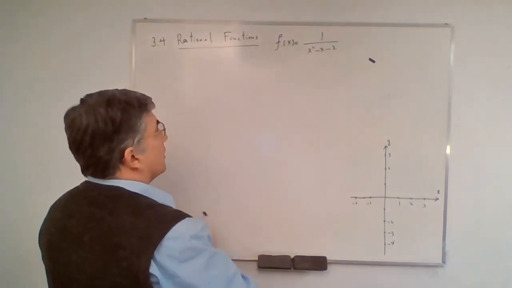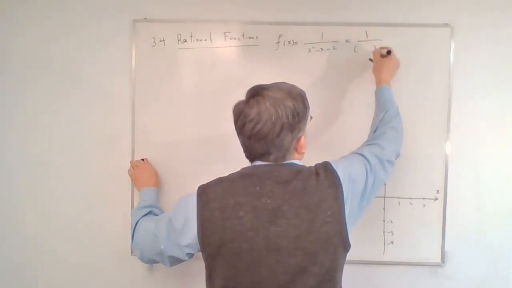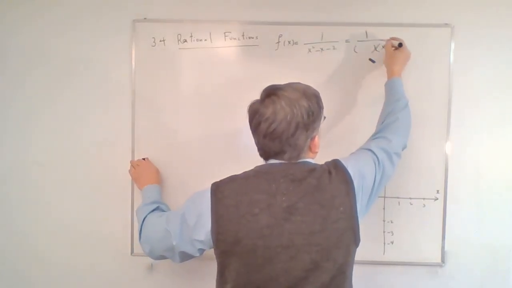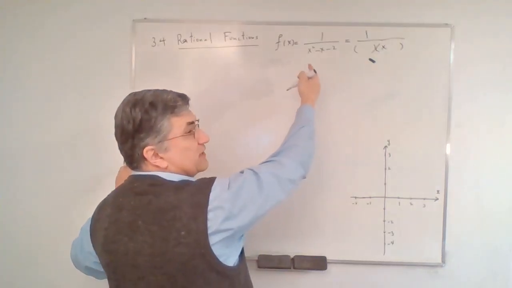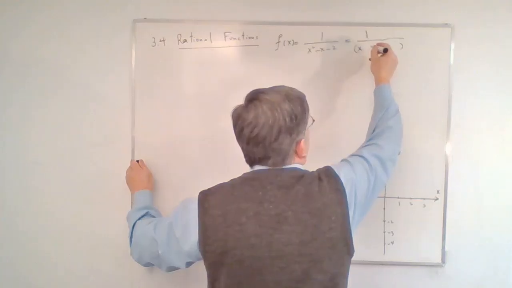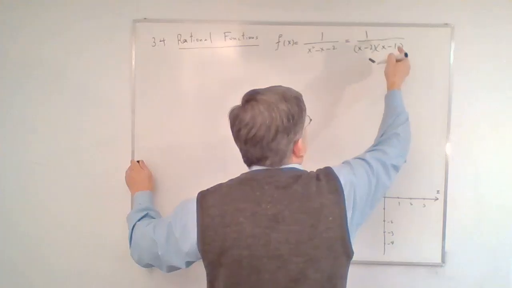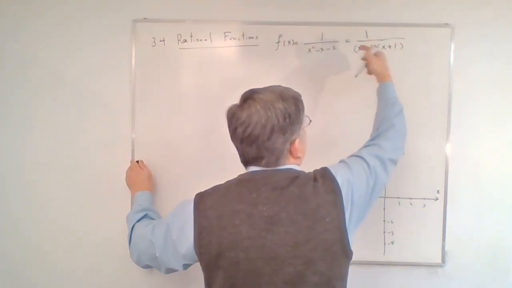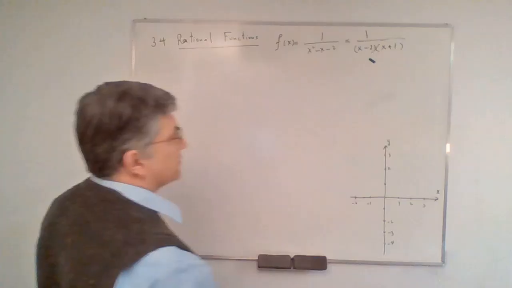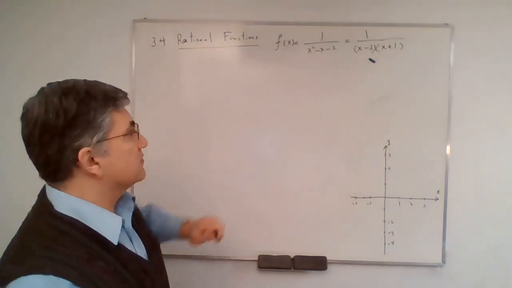I'm going to factor the denominator. So this is x squared... let me see, two numbers that add up to -1 with a product of -2. It has to be -1 and 2. Let me see, it's (x + 1)(x - 2), correct? Okay, so that is the denominator.